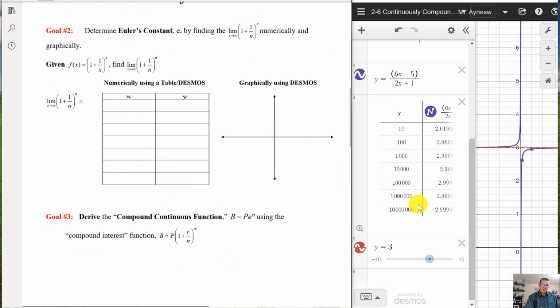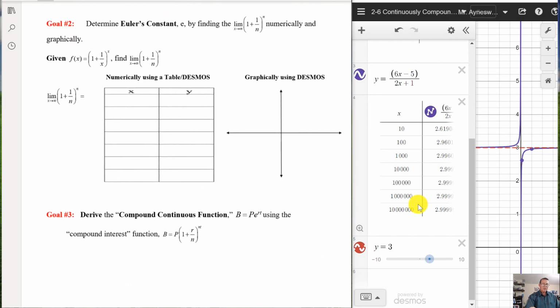Let's take a look at Euler's, the famous Euler's constant here, which is denoted by e. Euler's constant, e. He came up with this. He derived this many, many years ago. You can Google that, by the way. All right, and so what we're going to do is analyze the limit of this function here.